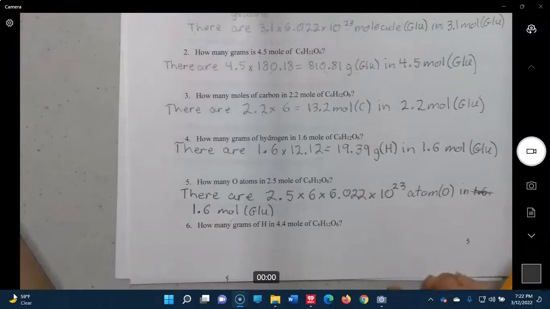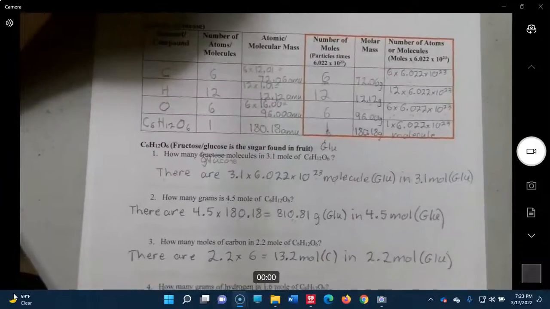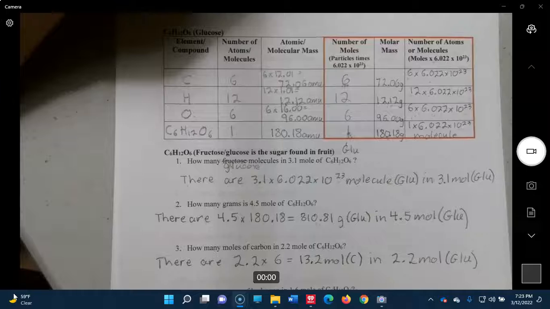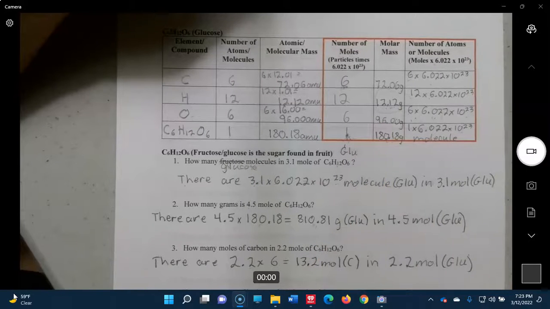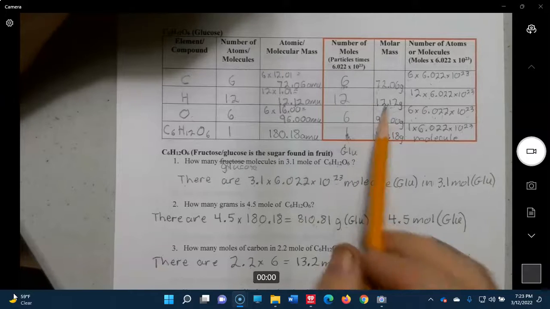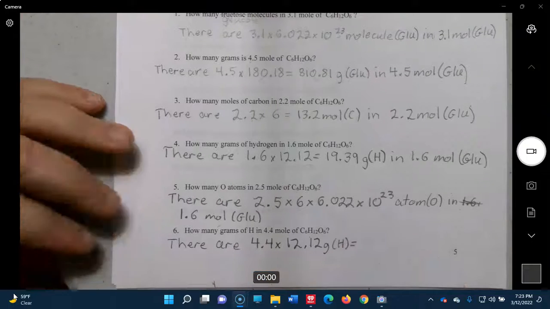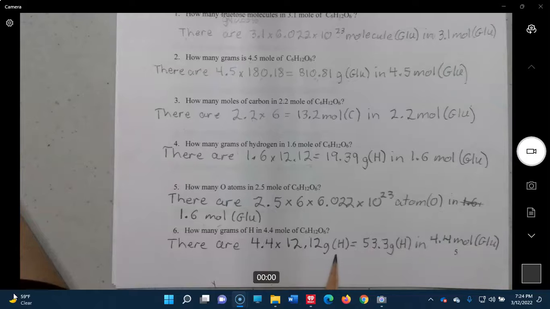All right, and how many grams of hydrogen in 4.4 moles of glucose? So, for some reason I asked you a second question about grams of hydrogen. Anyway, let's just go ahead and do it. So in 1 mole of glucose, there's 12.12 grams of hydrogen. So in 4.4 moles of glucose, there's 4.4 times 12.12 grams of hydrogen. So let's go ahead and finish that one up. Okay, so there's 4.4 times 12.12 grams hydrogen, which equals 53.3 grams of hydrogen in 4.4 moles of glucose.